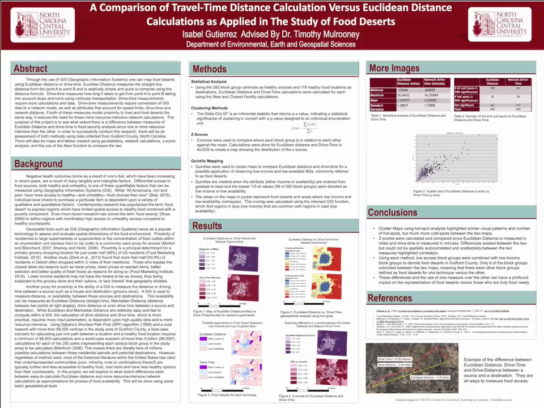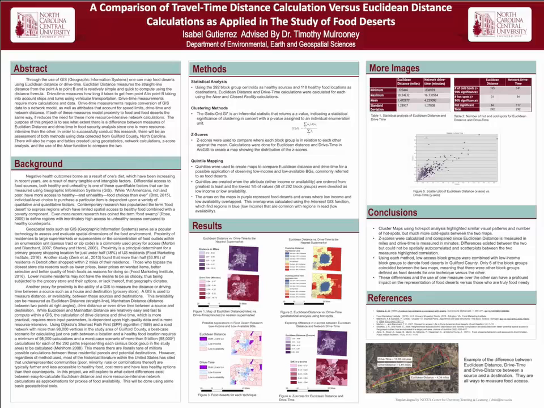For z-scores, z-scores were used to compare where each block group is in relation to each other against the mean. Calculations were done for Euclidean distance and drive time in ArcGIS to create a map showing the distribution of the z-scores. For quintile mapping, quintiles were used to create maps to compare Euclidean distance and drive time for a possible application of observing low income and low availability BGs, which is commonly referred to as food deserts.